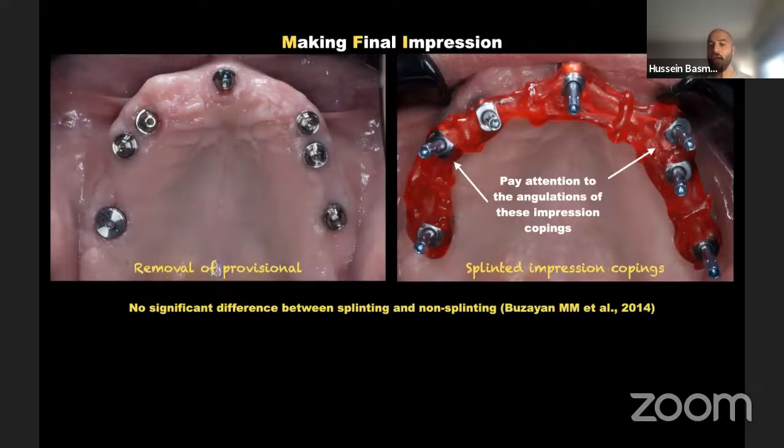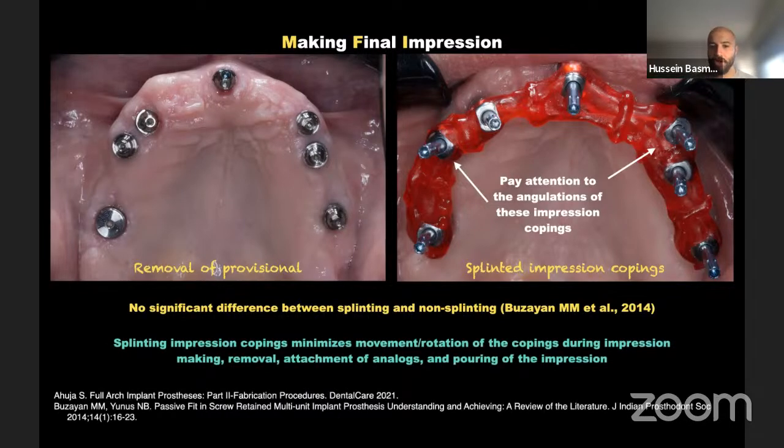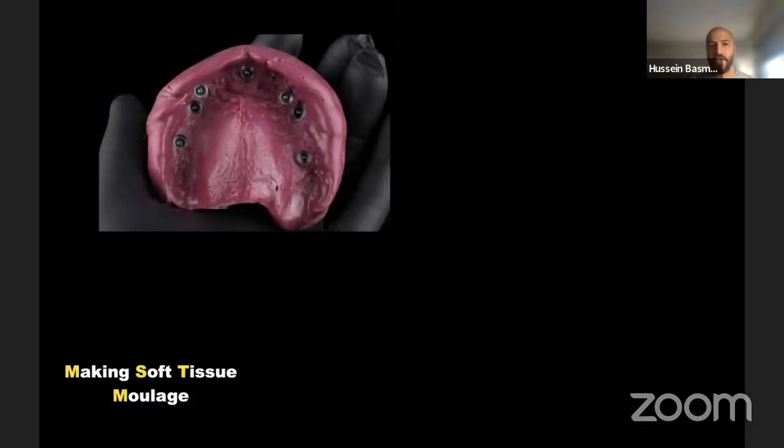We have to understand that most of the time in these full arch cases, personally, I prefer to create something like this, what we see in red right here. This is called the verification jig. And when we talk about verification jig, it's basically trying to limit the amount of flexure after the material is setting whenever we're taking an impression for full arch cases. So splinting impression actually minimizes the movement and rotation of the coping during an impression, making removal, attachment of analogs, and then pouring easier.